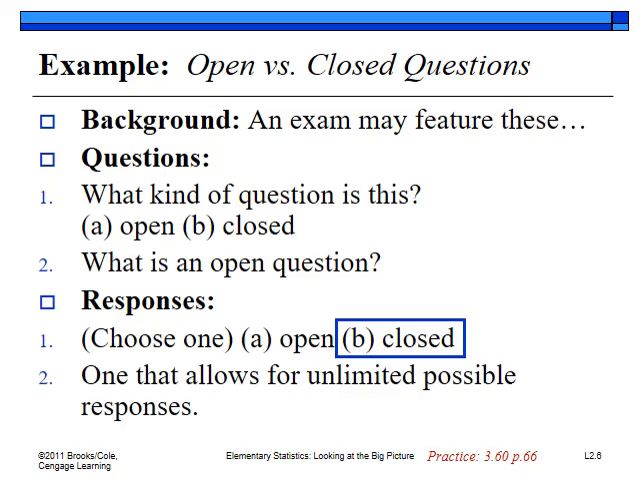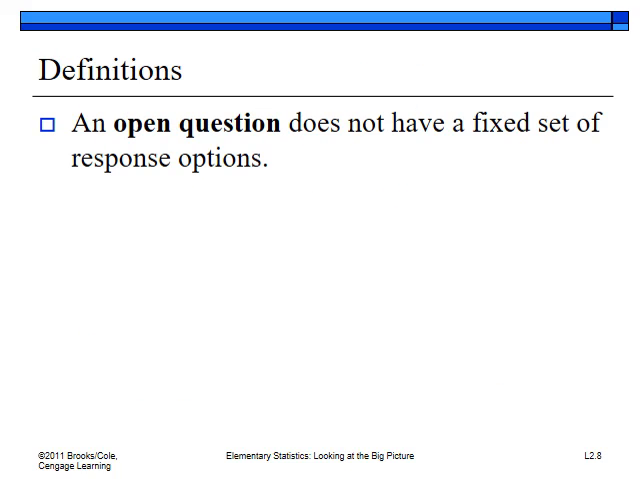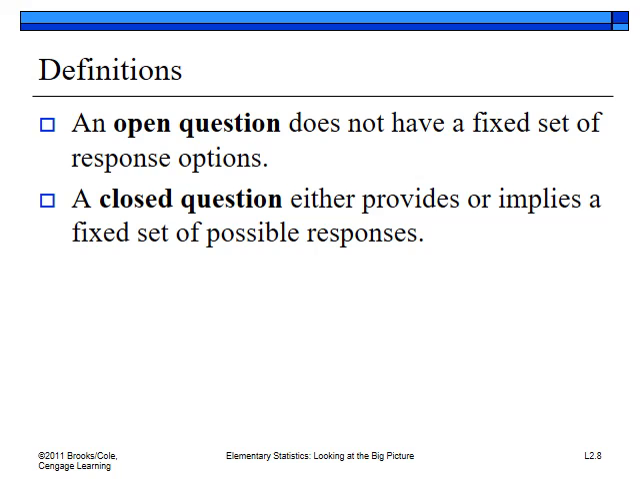Number two, an open question is one that allows for unlimited possible responses. So here are our definitions. An open question does not have a fixed set of response options, whereas a closed question does. It's important to know that a closed question might simply imply a set of possible responses without ever giving them explicitly.